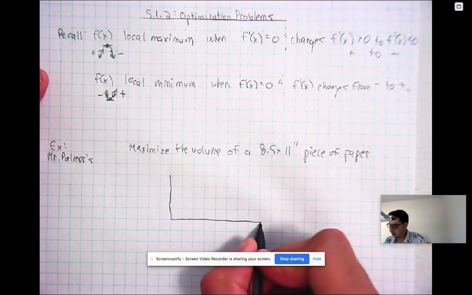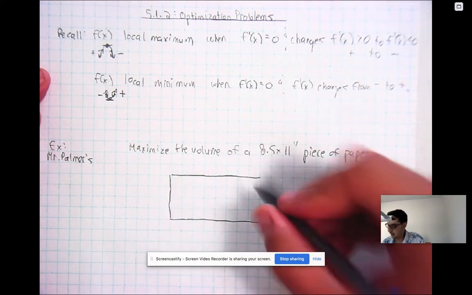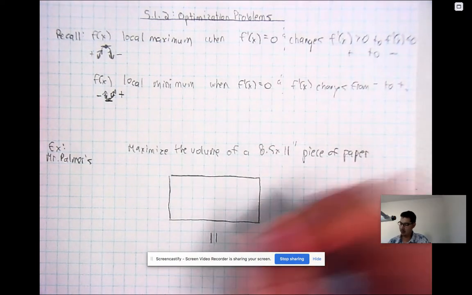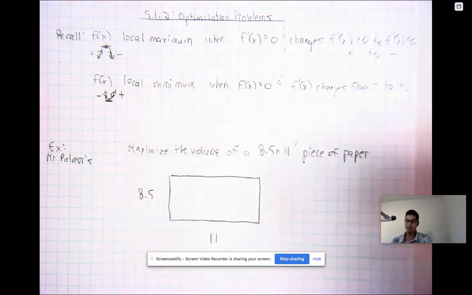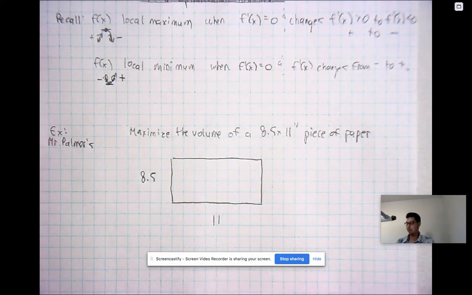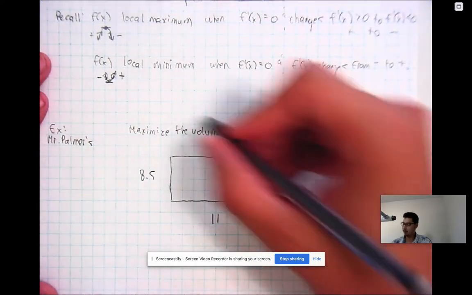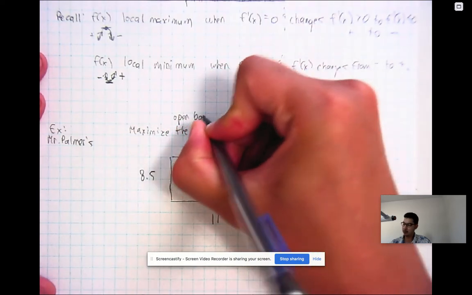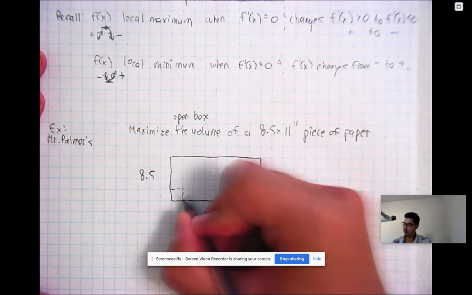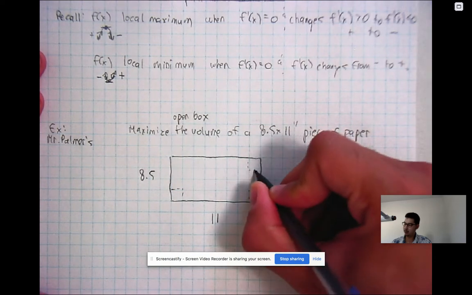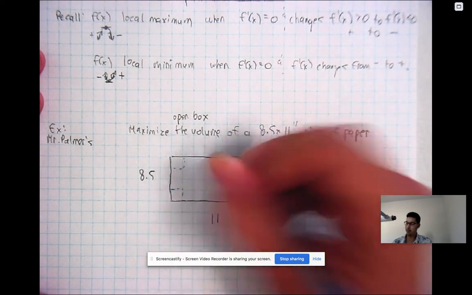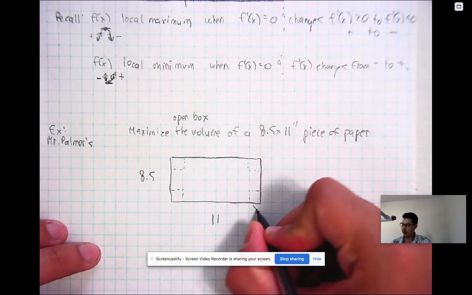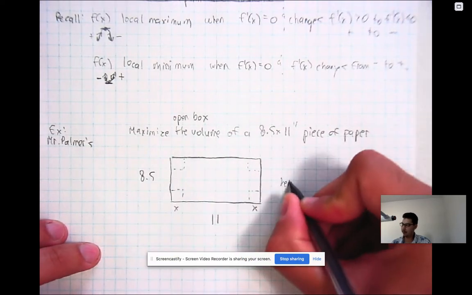And I'll talk you through what you used to do in his class and what you can do now with calculus. So the idea is, if you have an 11 by 8.5 paper, what's the maximum volume you can make out of it? When I say maximize volume, picture an open box, where you would cut slits into the corners to make the height, which allows you to fold it up into this open box. Well, the height, we don't know what it is, so the height will be x.